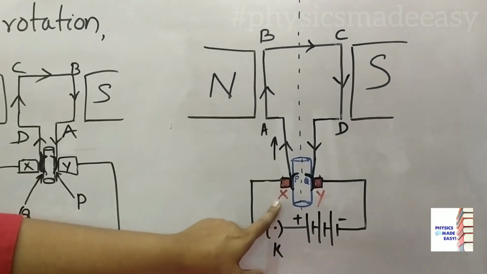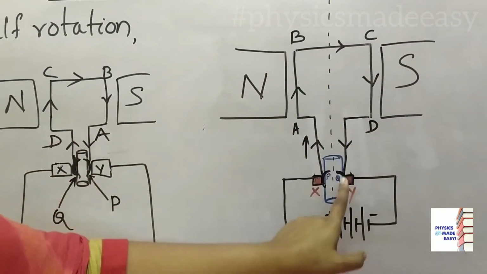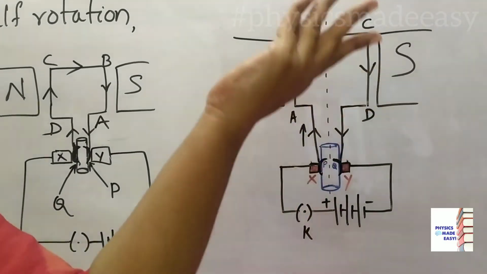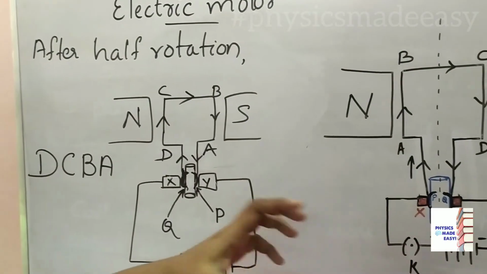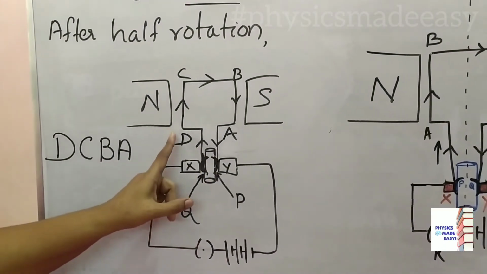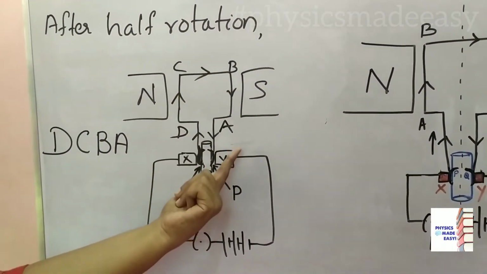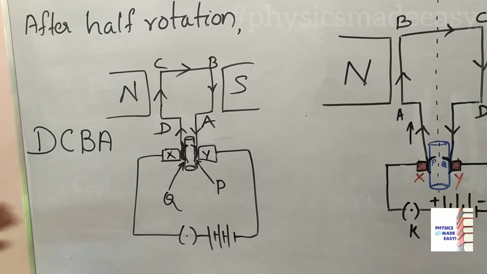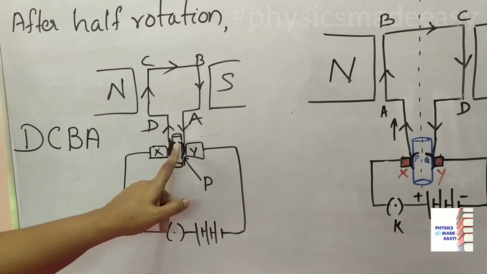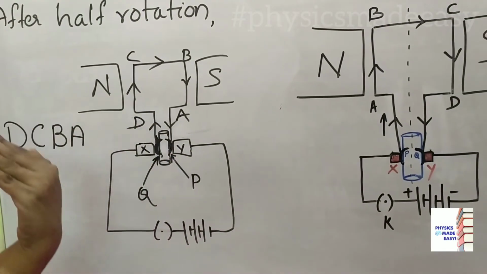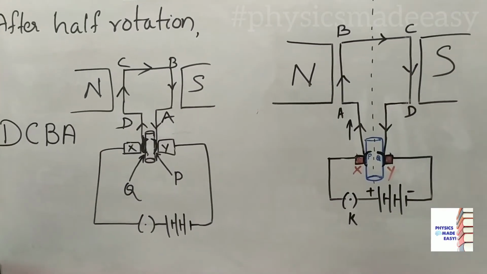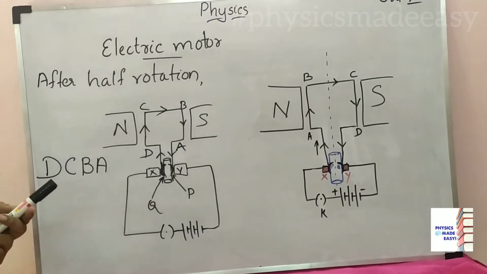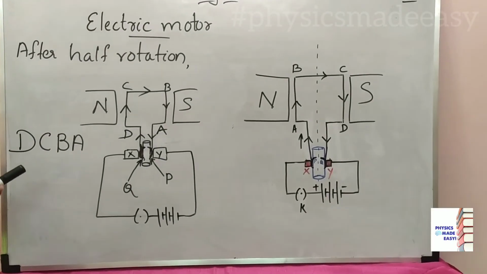Current is from X to P, A, B, C, D. Then AB pushes downwards and CD pushes up. Then after that half of the rotation, CD pushes downwards and AB pushes upwards due to the force. Like this we can see the coil along with the axle rotating in anti-clockwise direction. So listen children, the reversing of this current is repeated at each half of the rotation.